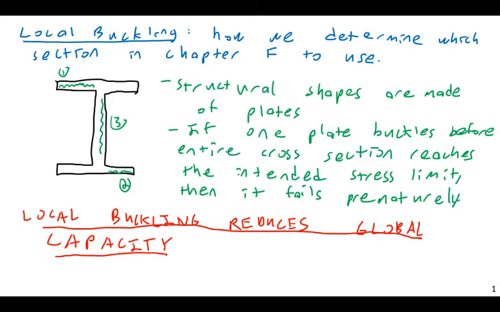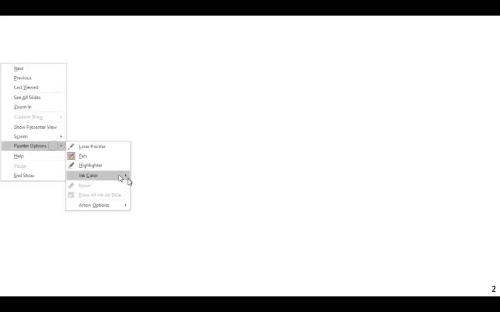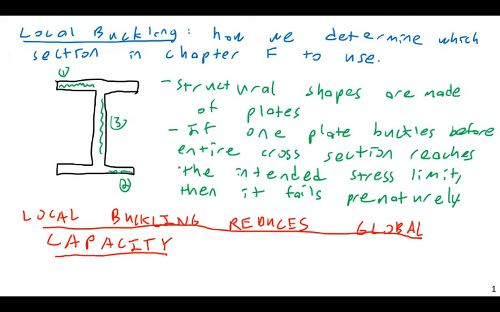So let's talk about stiffened versus unstiffened elements next. Yes, local buckling reduces global capacity. Okay, so stiffened versus unstiffened elements, and I will throw these slides on the course Canvas page.